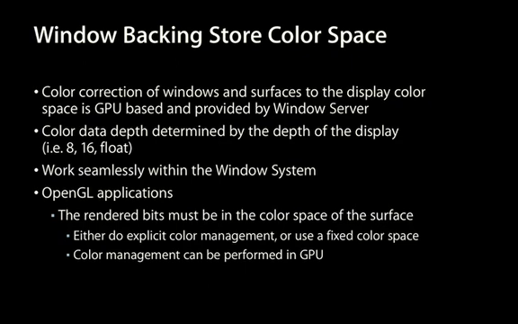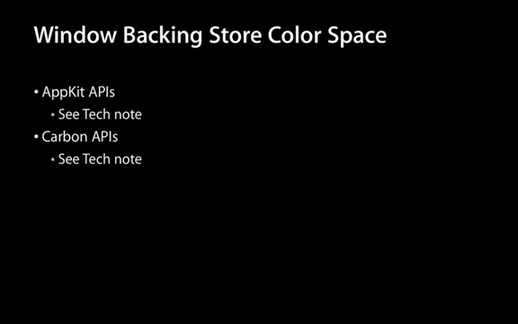Very typical, let's say there's a game, you just pick the color space of your window or of your surface, and you always draw in this, which means no color conversions are required on your side, and then Window Server will pick it up from your surface and convert it to the proper display color space. Also, OpenGL applications can take advantage of this code fragment API from ColorSync and perform their own color management in the GPU. ColorSync has no API to set those color spaces, but I mentioned that because it is really important to understand the whole color architecture in Snow Leopard. For those, I refer you first of all to the AppKit APIs, see their tech note, and same thing, Carbon will support those window backing store color spaces.